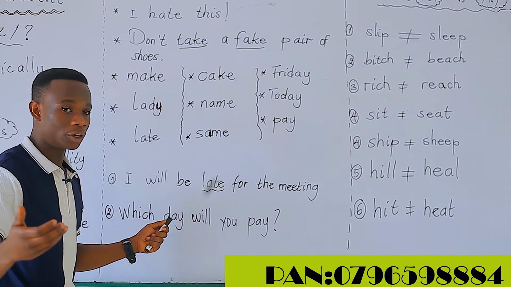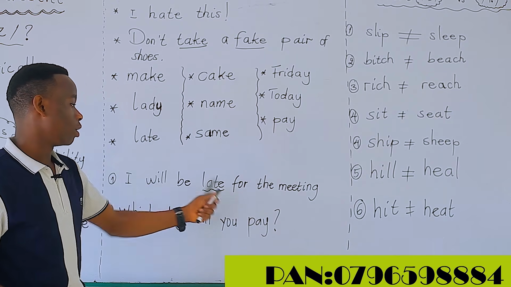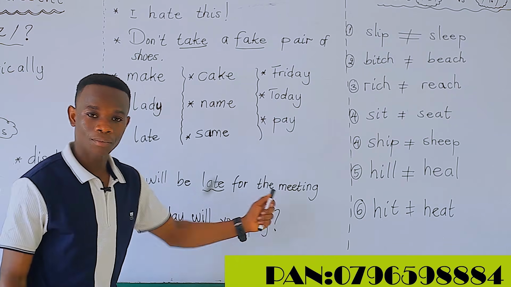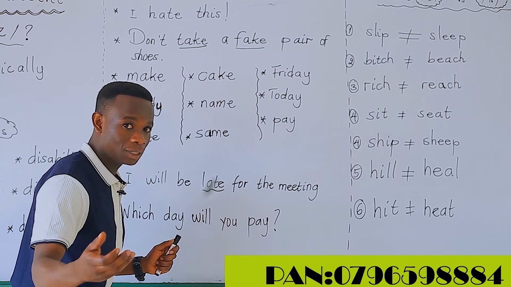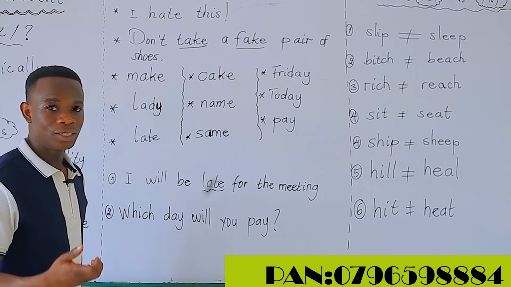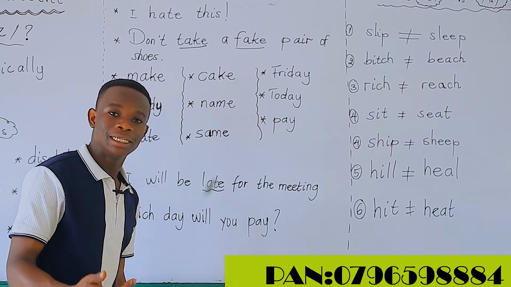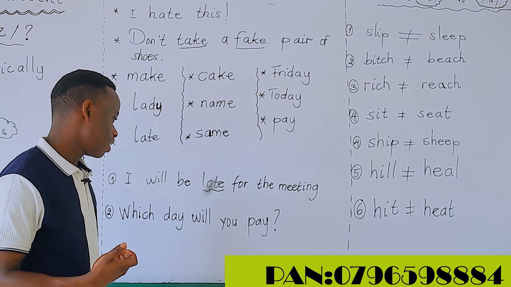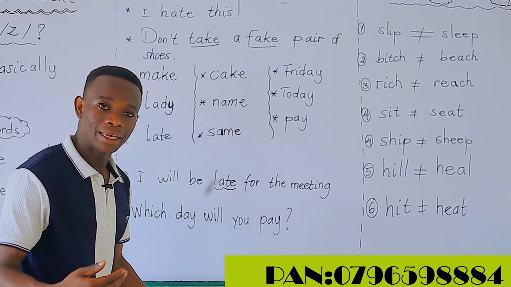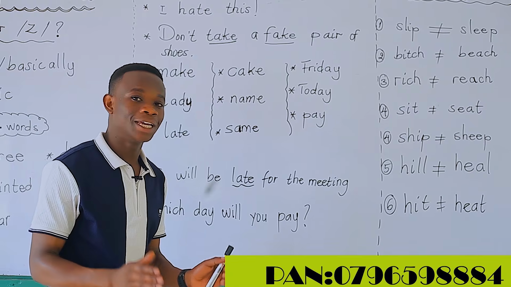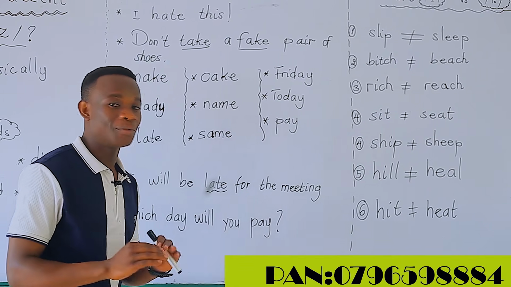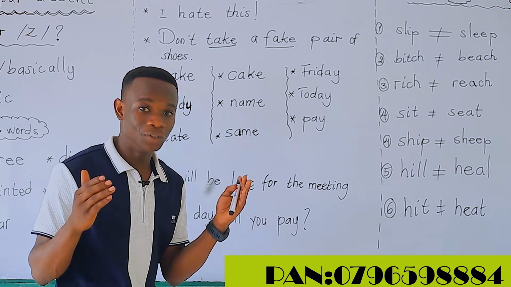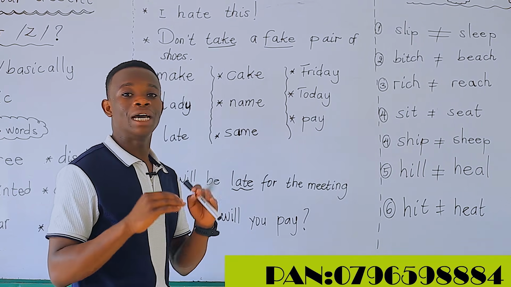I want you to take turns reading these sentences. Did you read out loud? I will be late for the meeting. I'll be late for the meeting. Which day will you pay me? Which day will you pay? So I want you to start taking care of these small sounds. They are really small. People don't care about that, but you still have to do that if you want to sound very advanced.